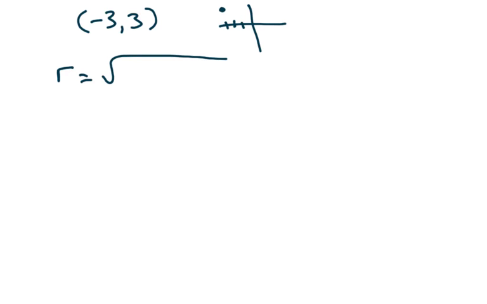Let's do a couple more. We have the point negative 3, comma 3. And let's look at where this lives. It lies in quadrant 2, just so we kind of know where it's at. And we're going to take r as square root of negative 3 squared plus 3 squared, which equals the square root of 18, which equals 3 square root of 2. All right, that's your r.